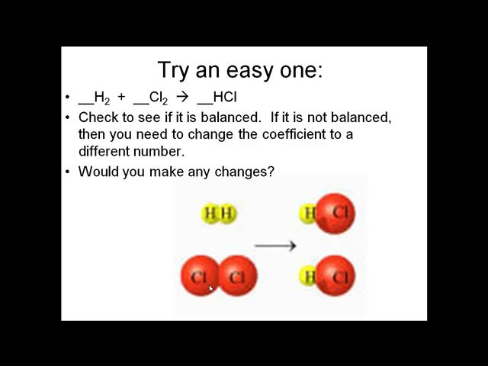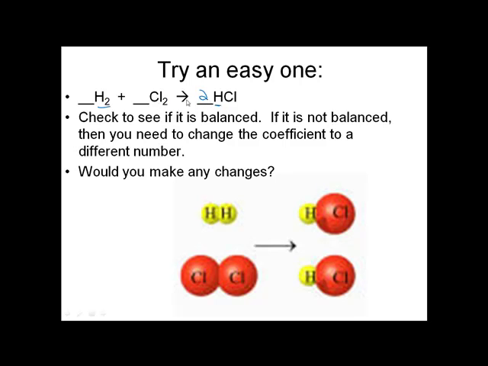All right, try an easy one here. Again, check to see if it's balanced. If it's not balanced, then we need to change coefficients to a different number. We see here we have two H's on the left, only one on the right. So I need to put a big 2 here. Again, I can't put any subscripts. I can only put big coefficients there. So now my H's are balanced.